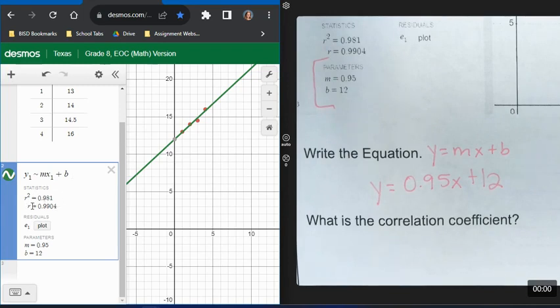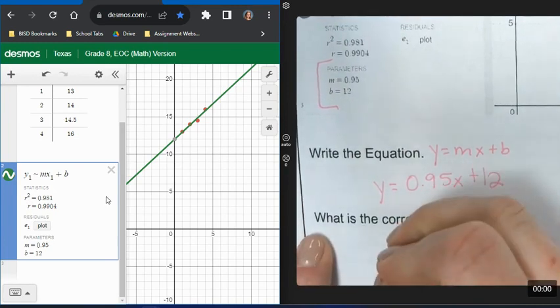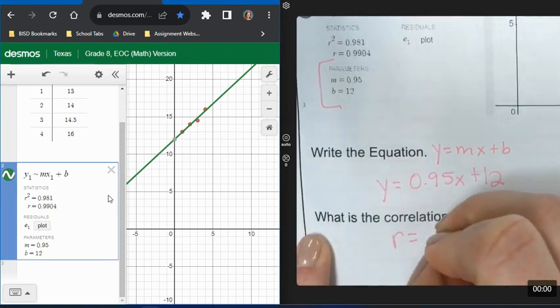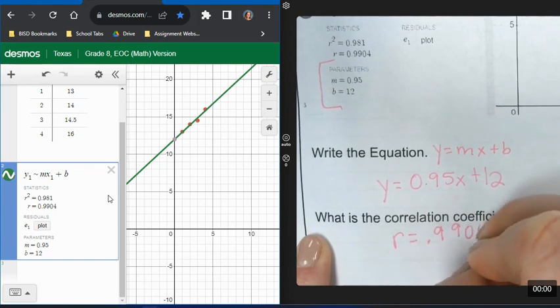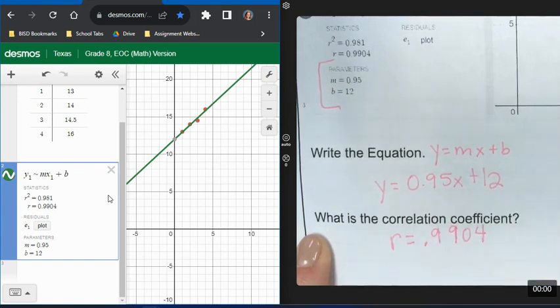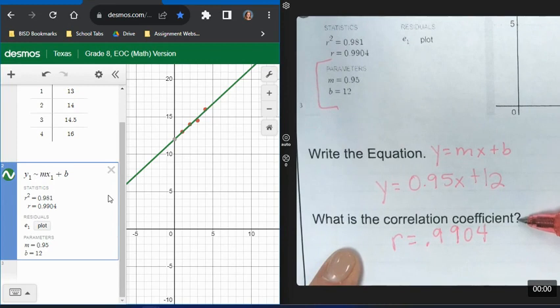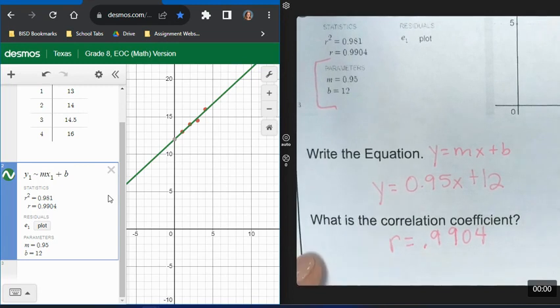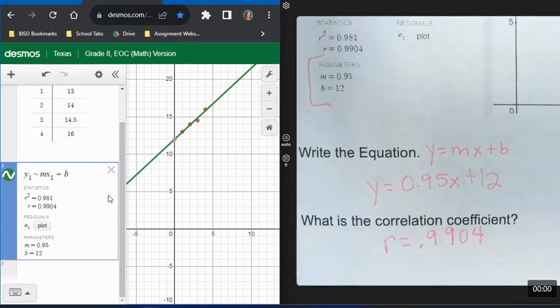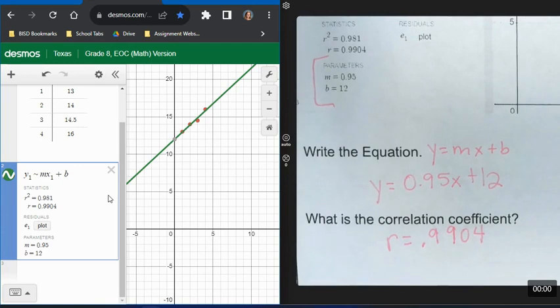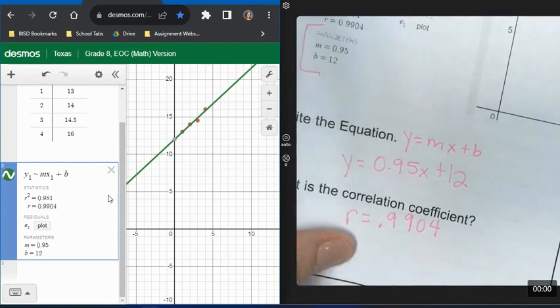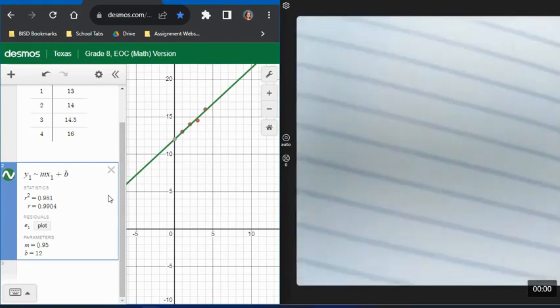Correlation coefficient is R. So we are going to write what that is. R equals 0.9904. And in our lesson today, I'm going to tell you what R means. R is a correlation coefficient. It tells us a little bit about the scatter plot. All right, let's get out the notes for today. Leave your journal out so you can refer back to it for the steps if you need them.